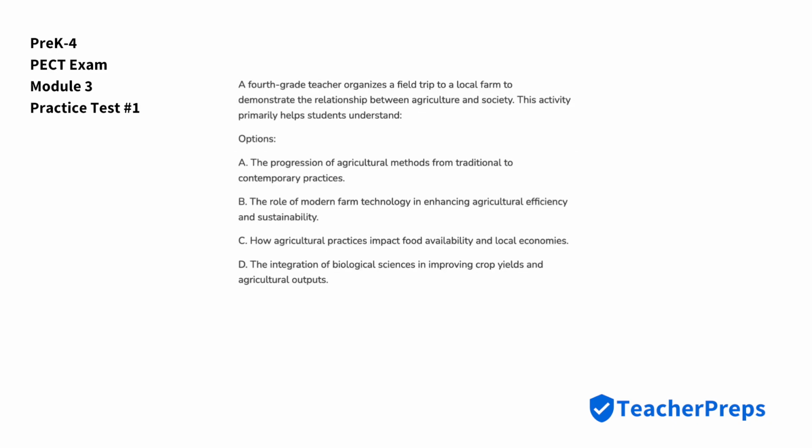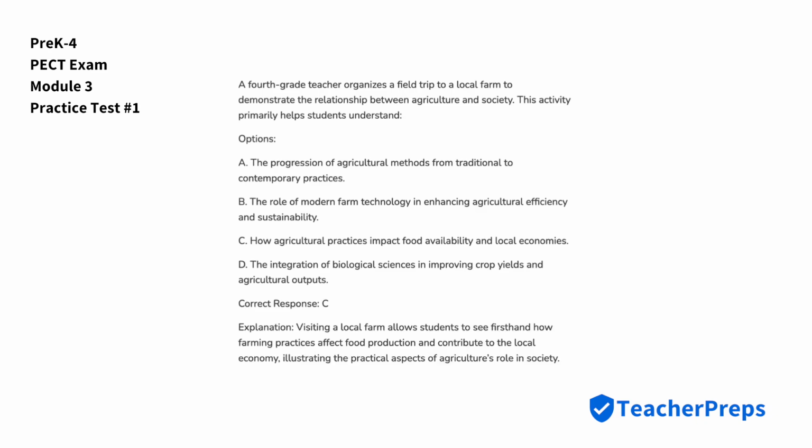A fourth-grade teacher organizes a field trip to a local farm to demonstrate the relationship between agriculture and society. This activity primarily helps students understand letter C, how agricultural practices impact food availability and local economies. As visiting a local farm allows students to see firsthand how farming practices affect food production and contribute to the local economy, illustrating the practical aspects of agriculture's role in society.